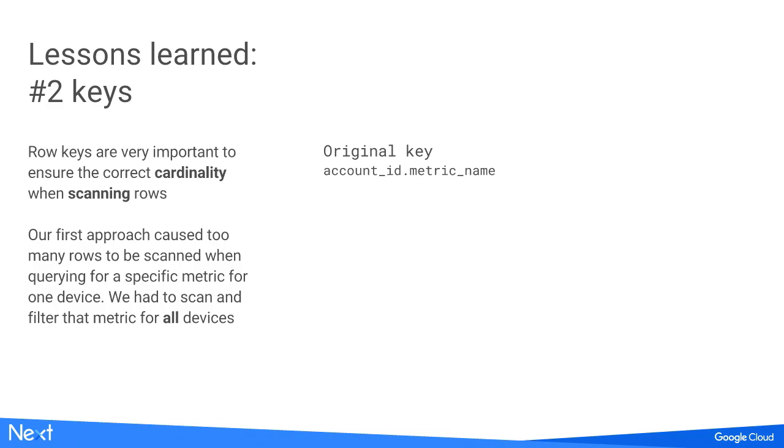The second one is a little more complicated. We found this after we'd completed the migration. Because we tested with small accounts, we have some customers who are monitoring huge numbers of servers. And we found that the row keys that you set, it's really important to ensure that you have the correct cardinality when scanning rows. And the first approach that we took resulted in too many scans.